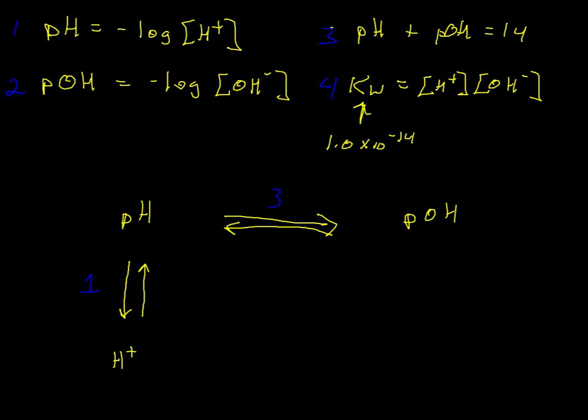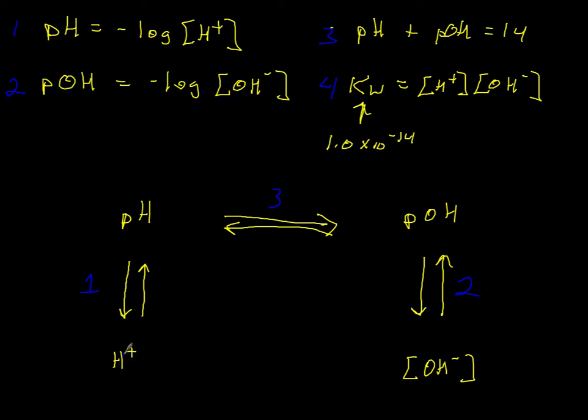And likewise over here, I can do the same thing with pOH. If I know the pOH, I can calculate the OH concentration. Or if I know OH, I can calculate the pOH. In that case, I would use equation number 2 to do that. If I know pOH, I can find OH, or if I know OH, I can find pOH. Normally we have OH and we go find pOH, but I can do the reverse.